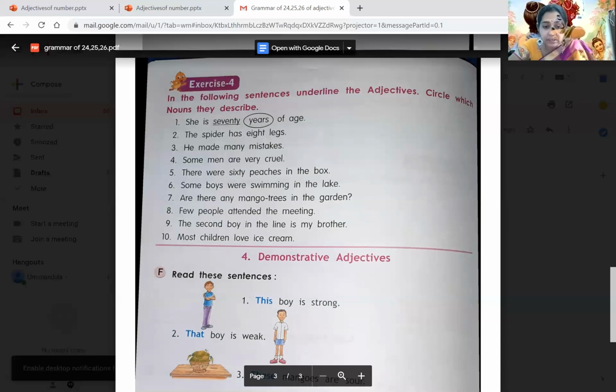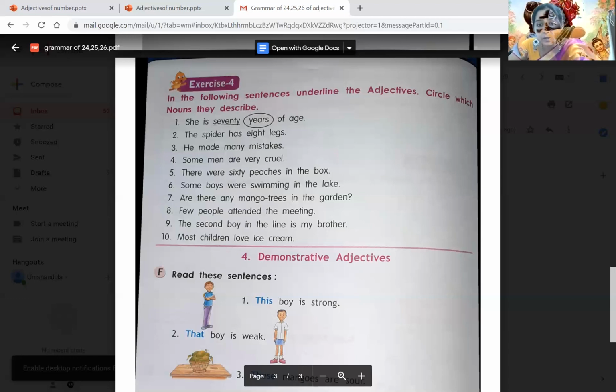And most children love ice cream. Most children. Sometimes this most comes as an adjective of quantity also. Okay, children, you can use it for an adjective of quantity also. Here, you have to underline most as the adjective, and children to be circled. So these are the adjectives of number.